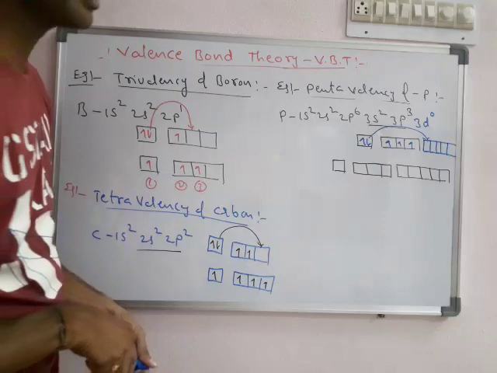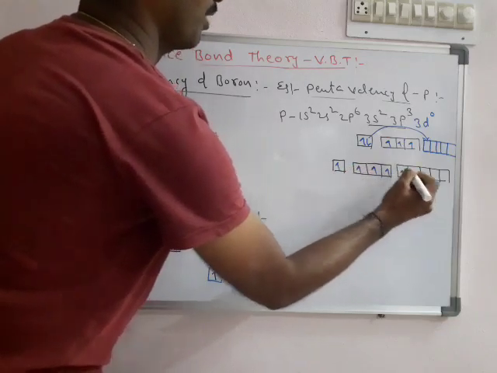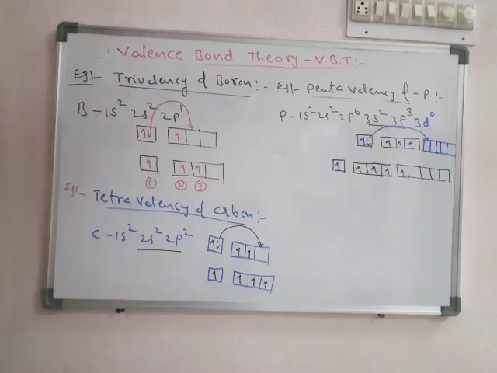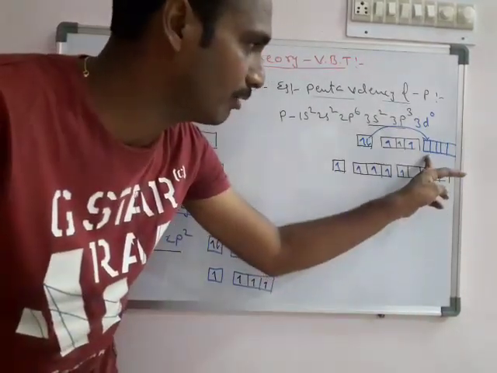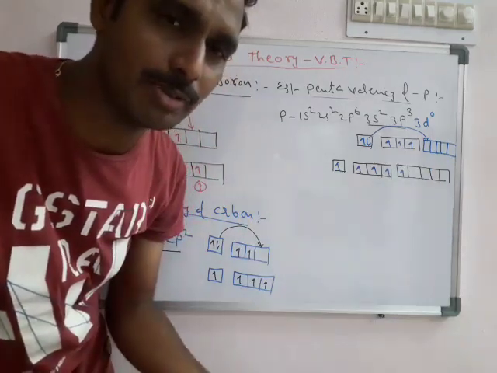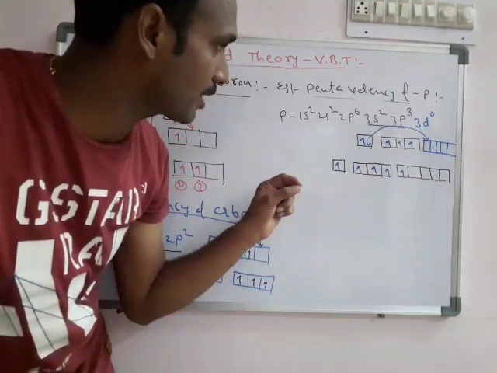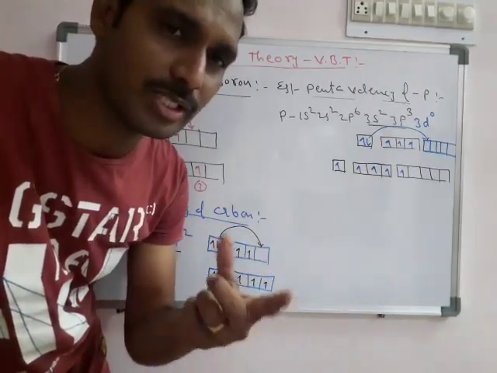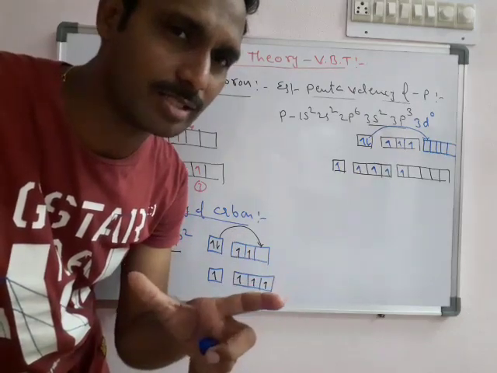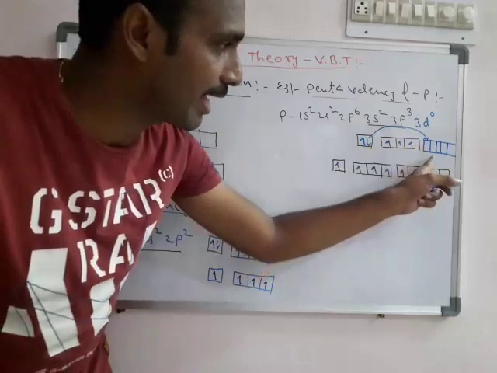Now the electron arrangement: 1, 2, 3, 4, 5. Now it can form 5 bonds, 5 unpaired electrons. If the vacant d orbital is not available, it cannot form pentavalency. Nitrogen and phosphorus both have the same type of valence configuration, but nitrogen cannot form 5 bonds, while phosphorus can form pentavalency due to the vacant d orbital.